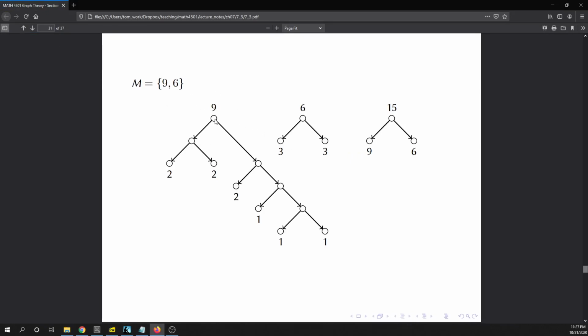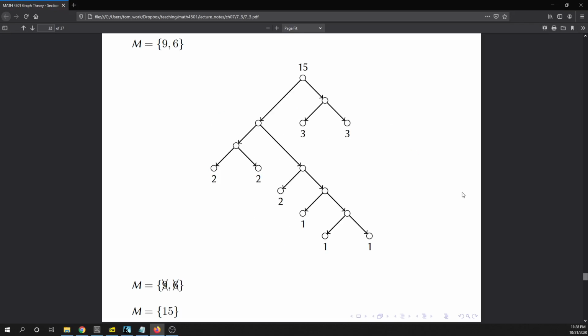All right, so in the next slide, you're going to see this whole component get merged onto this vertex here. This component's going to get merged over here. So that's where the 9 got merged. That's where the 6 got merged. And this is what the tree would now look like. Okay, and then cross these out and replace it with the sum.